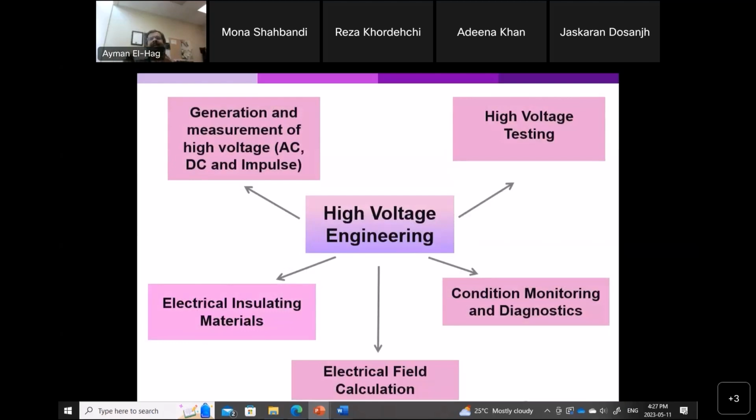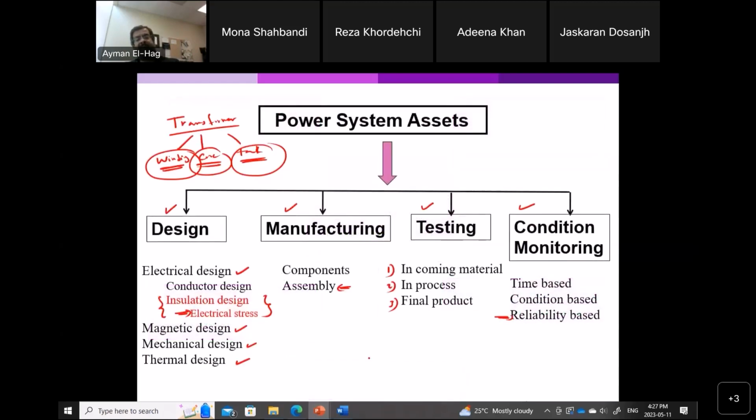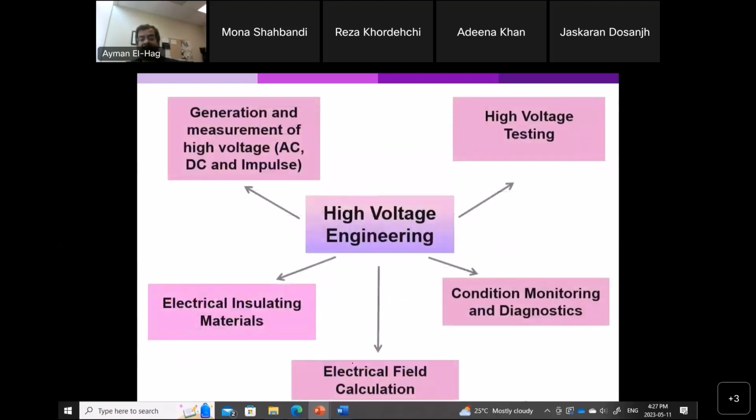And each one has certain roles in the high voltage area. So the high voltage, as I said, let's go back here: from the design, manufacturing, testing, and condition monitoring. The electric field calculation is the tool you need at the design stage. Then you will need to test those equipment, but to test them you have to understand what the sources are that we use, and we'll talk about that. This is the generation and the measurement of high voltage.